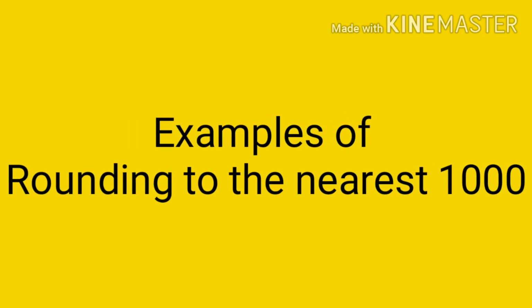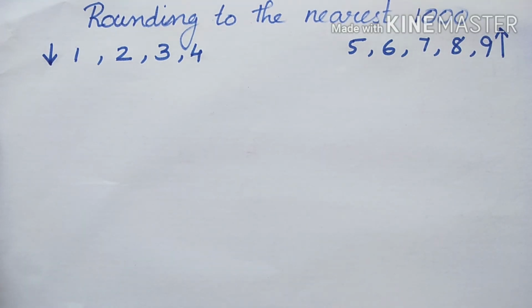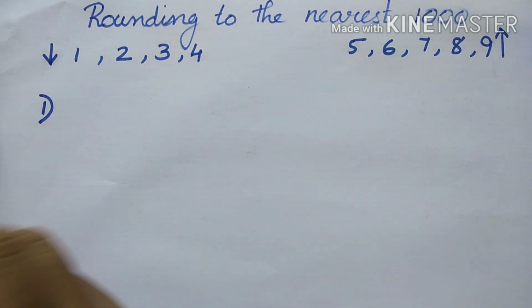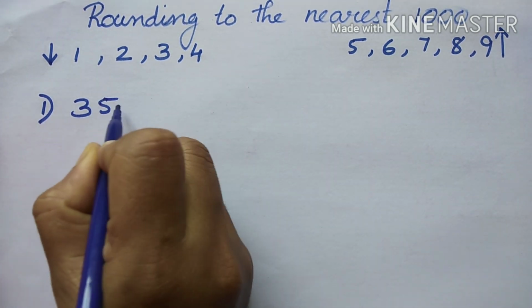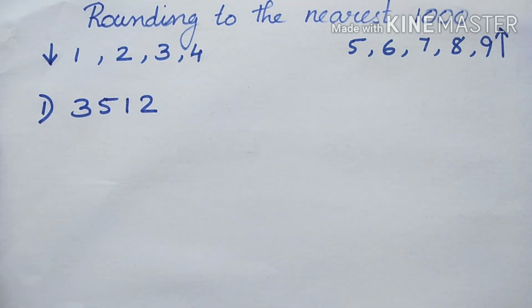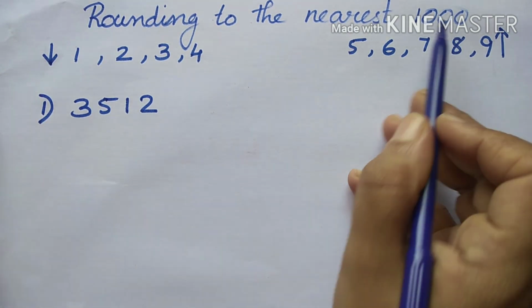Examples of rounding to the nearest thousand. Rounding to the nearest thousand. Here are some examples of how to round a number to the nearest thousand. First example, 3,512. We have to round to the nearest thousand.